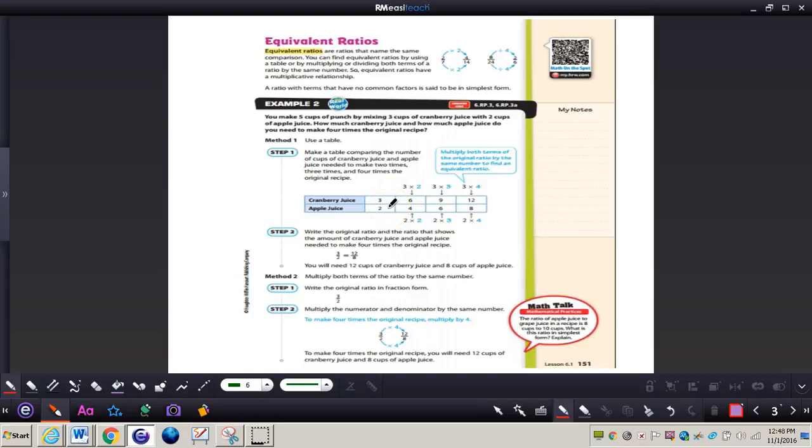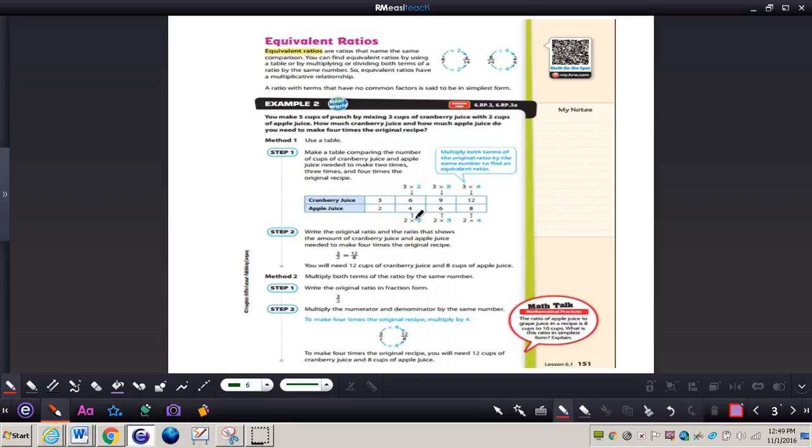All right, so we can see the original ratio and the ratio that shows the amount of cranberry juice and apple juice needed to make 4 times the original recipe. So we can see 3 to 2 was the original ratio, and to make 4 times that amount would be 12 to 8. So you can see what's simply going on here with the table. You're adding 3, adding 3, adding 3 for the cranberry juice, adding 2, adding 2, adding 2, adding 2 for apple juice. Why is that? Because the ratio is 3 to 2. So that's one way of doing it.